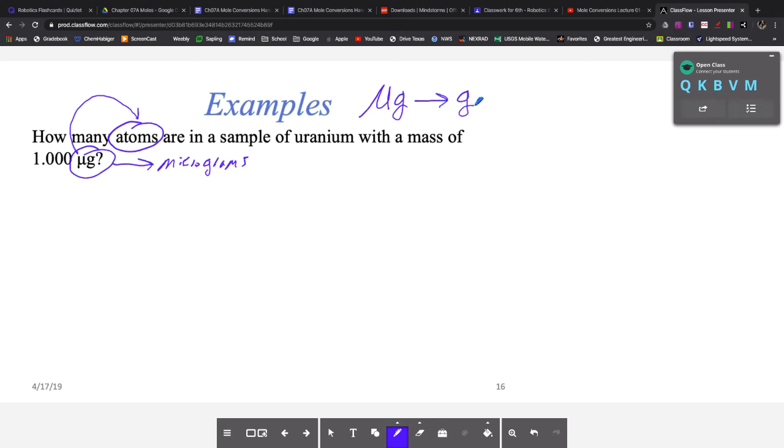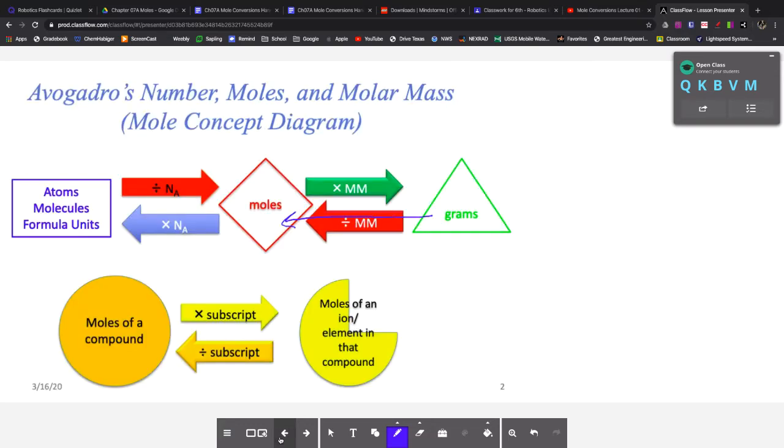And then how do we do that? We use the prefixes from the metric system that we learned. Okay? So the metric system is going to give us a conversion factor to change micrograms to grams. And then to go from grams to moles, right? We follow the bottom arrow, so we're going to be dividing by the molar mass.